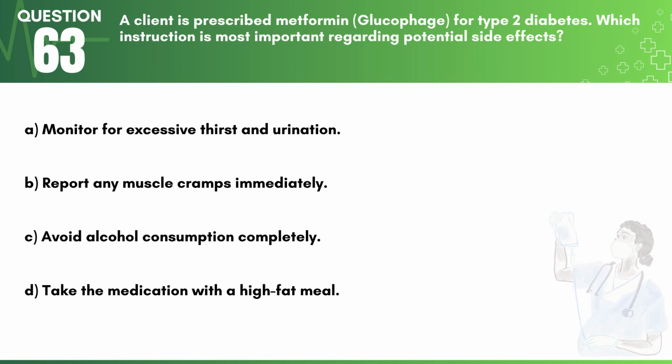Question 63. A client is prescribed metformin, Glucophage, for type 2 diabetes. Which instruction is most important regarding potential side effects? A. Monitor for excessive thirst and urination. B. Report any muscle cramps immediately. C. Avoid alcohol consumption completely. D. Take the medication with a high-fat meal.